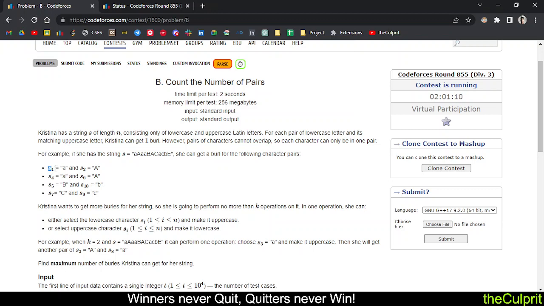So S4 and S6. If I find an A here, then I should match it up. So I have matched this. S4 is A and S6 is A. Right, B and B. Okay, okay, okay.